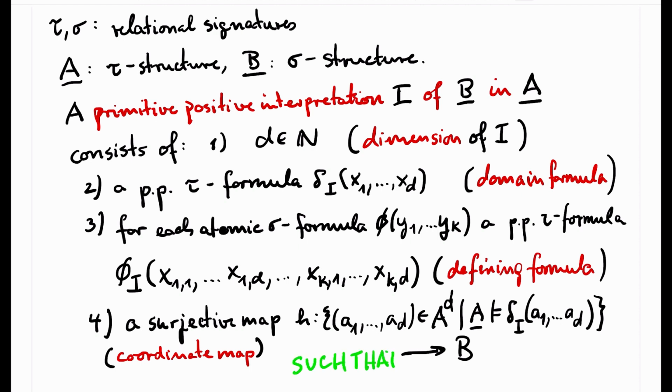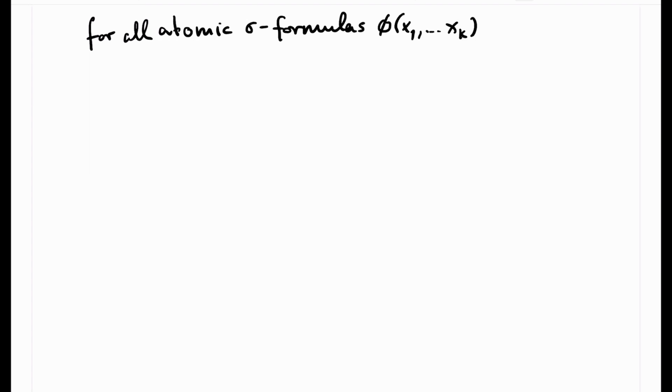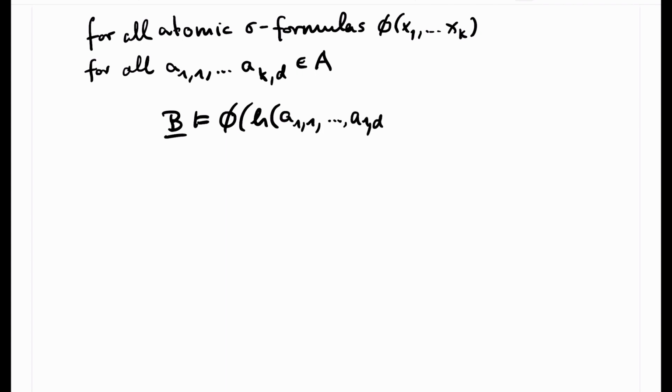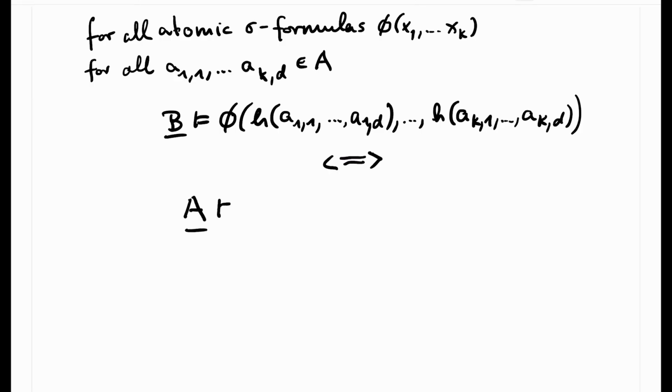But of course I still need some requirement to explain how all these things relate to our structure B. The requirement says that for all atomic formulas phi over the signature of B, and for all elements a11 up to akd, the structure B satisfies phi on the k-tuple that you obtain by applying the coordinate map to a11 up to a1d, then to a21 up to a2d, and so on, if and only if A satisfies the interpreting formula for phi on the elements a11 up to akd.